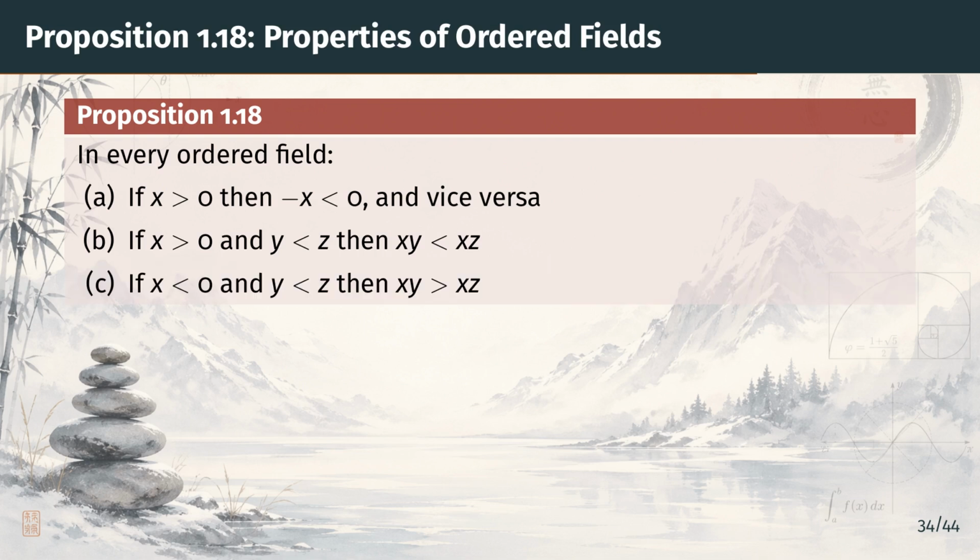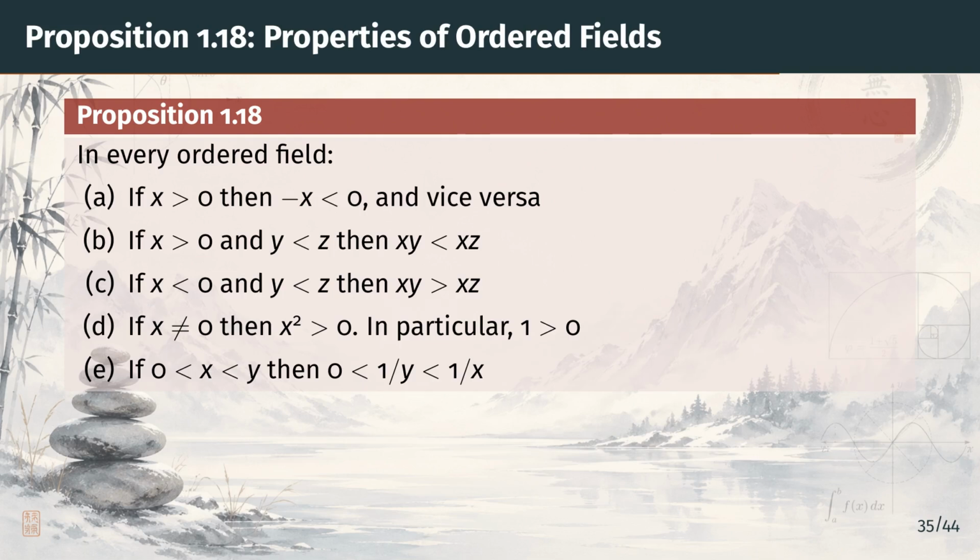Part C is the complementary rule. Multiplying by a negative number reverses the inequality. This is the familiar rule that multiplying both sides of an inequality by a negative flips the direction. Two more properties round out the picture. Part D tells us that every non-zero square is positive, and since 1 equals 1 squared, we get that 1 is positive. Part E says that taking reciprocals of positive numbers reverses their order.